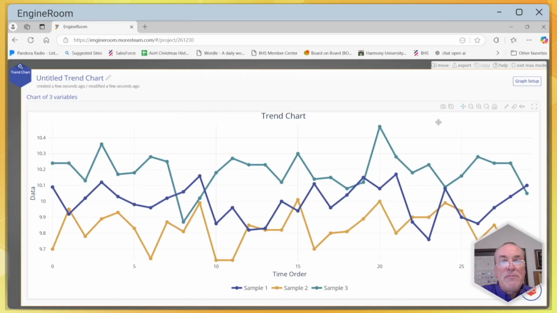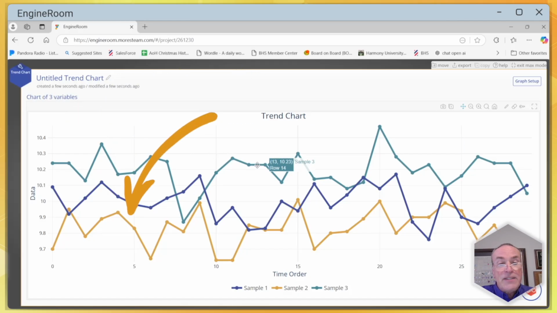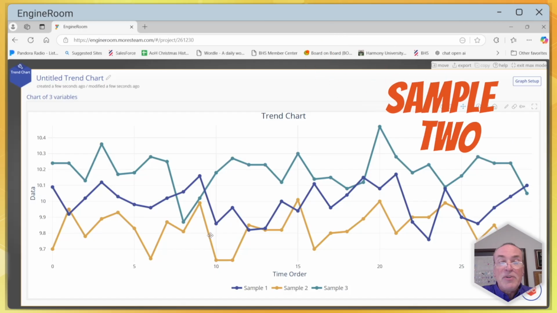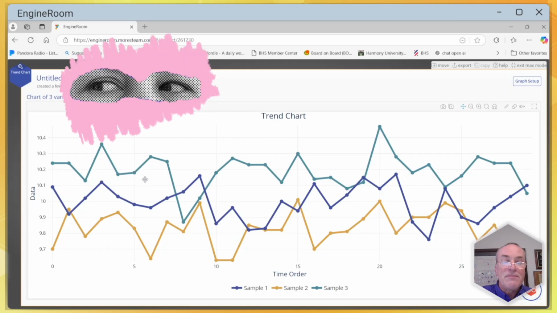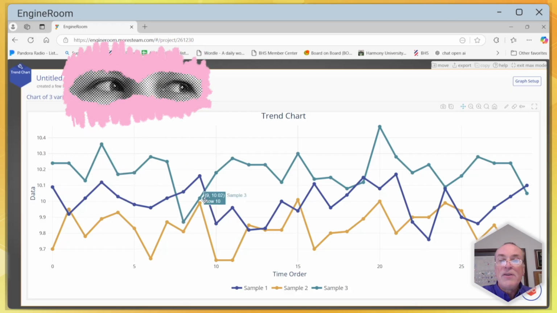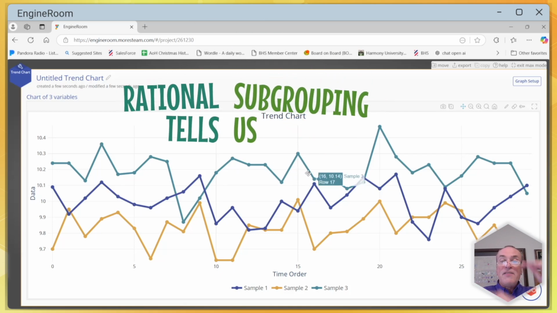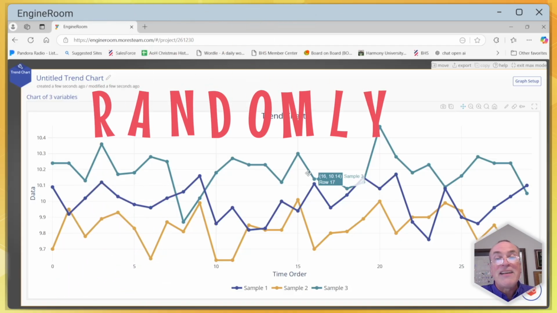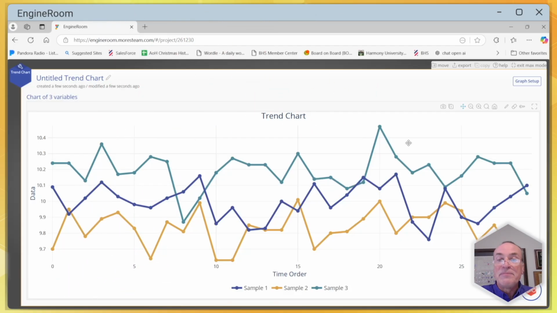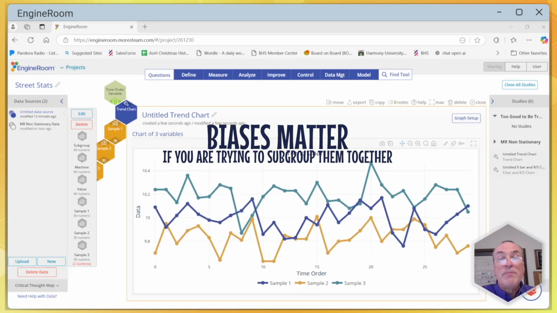So this pale blue line or blue-gray line is sample number three. And we see that this orange one is sample number two. And your eyeballs can see in almost every case, a couple of examples aside, there is a consistent bias. And rational subgrouping would tell us that these points should go above and below each other randomly, and that clearly is not the case. So biases matter if you're trying to subgroup them together.